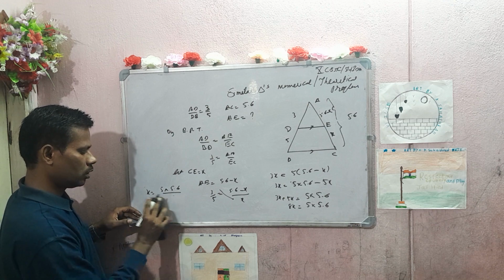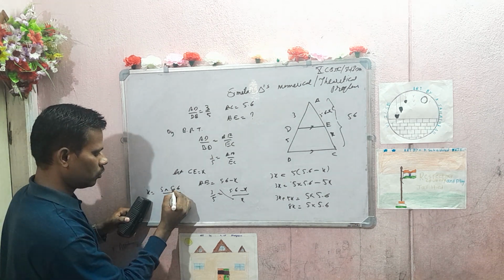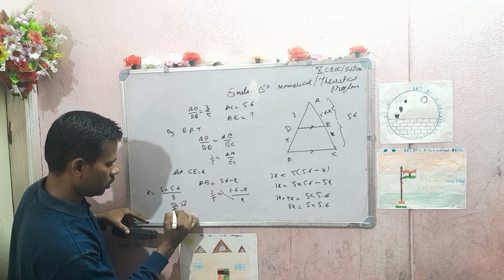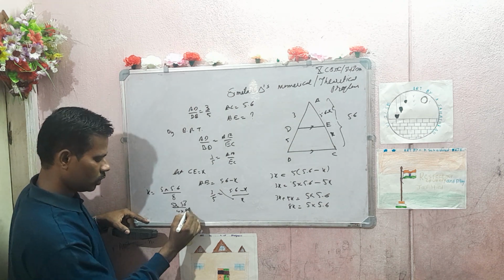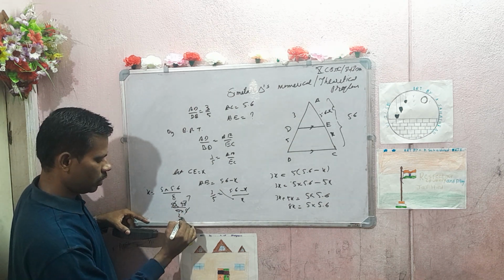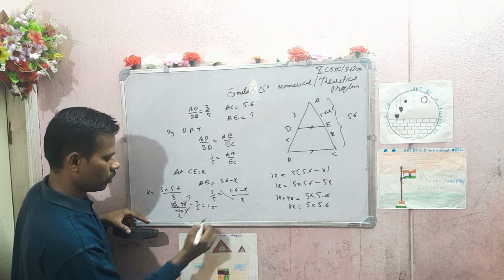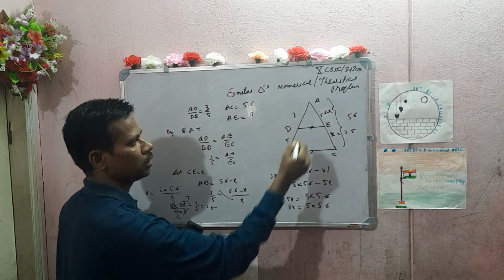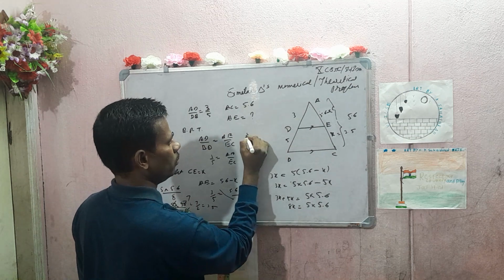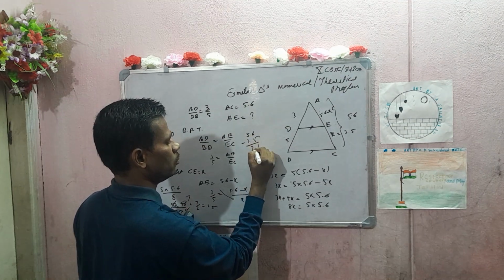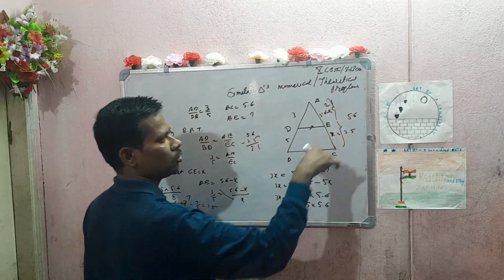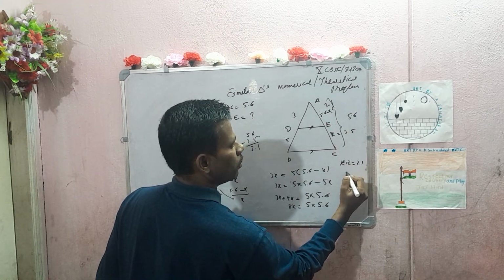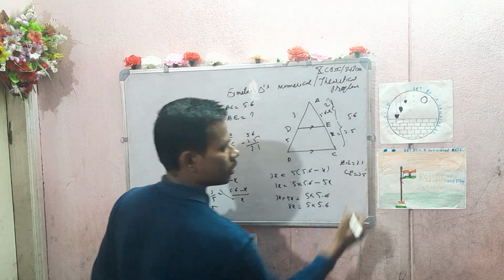Here it is 5.6, so you remove the point: 5 into 56 by 10 into 8 will come. 8 7s are 56, 5 1s are 5, 2s are 7 by 2. That is nothing but 3.5. So x is 3.5. Now this one is simple subtraction, 5.6 minus 3.5 is 2.1. Now add these two, you will get 5.6. So AE is nothing but 2.1, and EC is equal to 3.5.